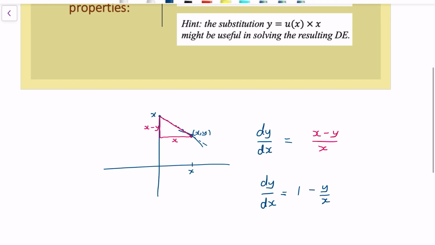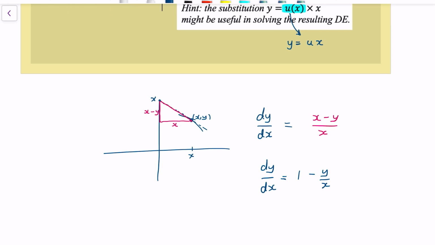The hint suggests to replace y with u times x, and it says u of x to tell you that u is not a constant, it's a function. But I'm just going to let it equal u. So here I'm going to say let y equal ux, and apparently that helps us. Okay, how does that help? dy/dx equals, whoopsies, don't get rid of the 1, 1 minus ux over x. Doesn't look like it's helped much.